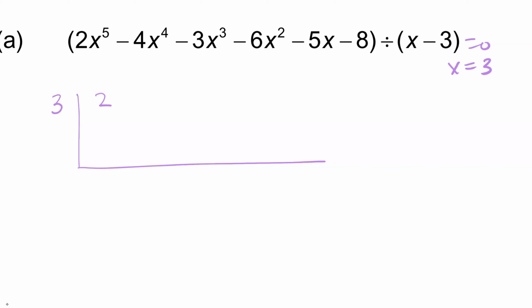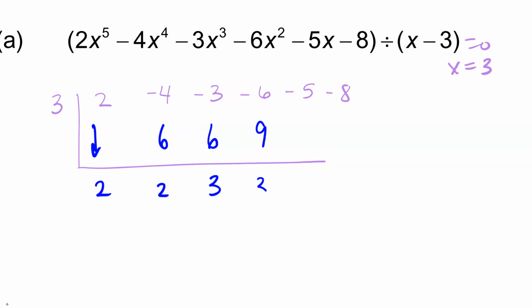I could easily give you a problem where I don't give you the constant and you have to put 0 at the end. I don't know. Maybe I'll have a missing x cubed. Who knows? That's really the only way I can trick you, because synthetic division is very straightforward. 2, negative 4, negative 3, negative 6, negative 5, and negative 8. Bring the first one down. Then you multiply, add, multiply, add, multiply, add, multiply, add, multiply, add.